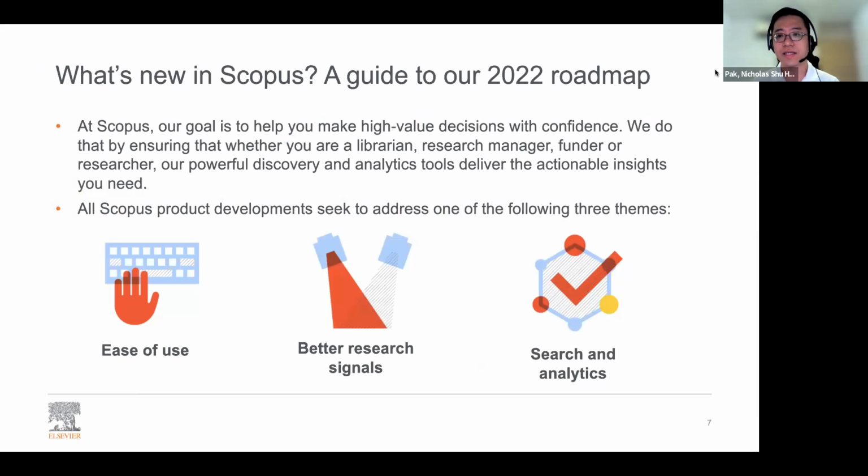No, you didn't. So like Sander mentioned, part of what we are looking to do is to constantly update and improve the platform itself. One of the key principles behind our 2022 roadmap is to improve the overall ease of use, to improve our research signals, and to overall improve the way we conduct search and the way we do our analytics. Essentially, what we want to do is for our end users to make high value decisions with confidence. Be it as a librarian or a research manager, a funder, or a researcher, we want to deliver all these additional insights to you at your fingertips. Next, back to you, Sander.